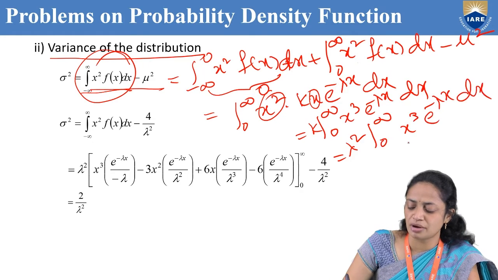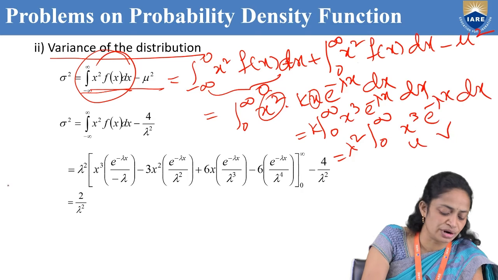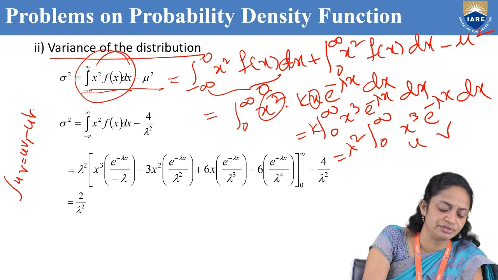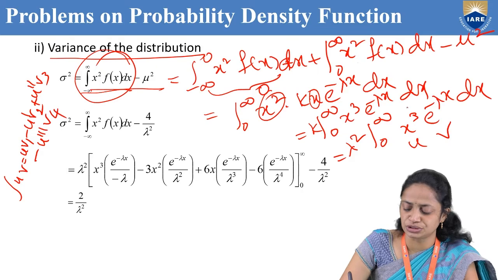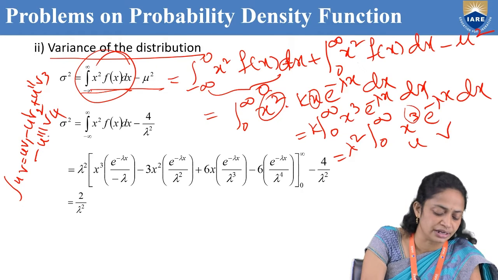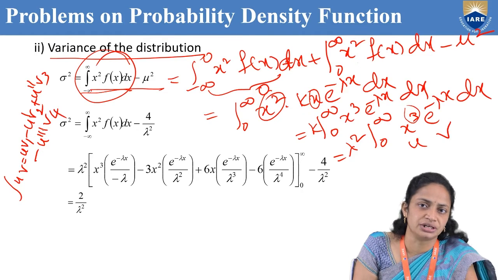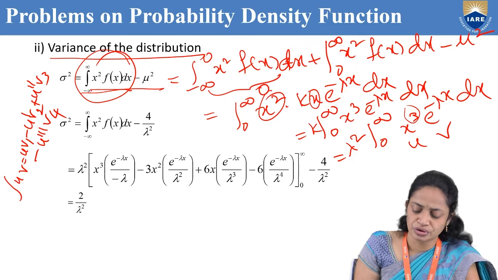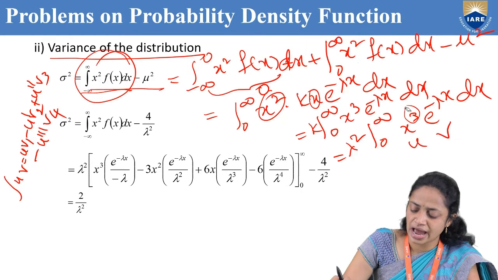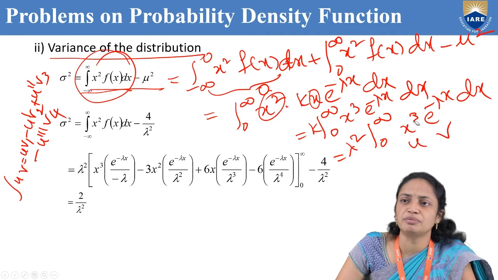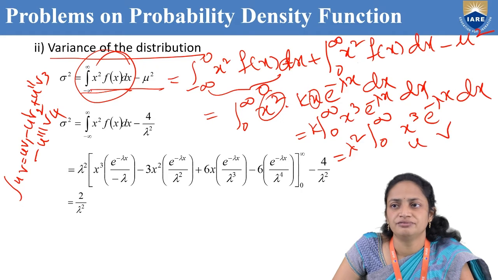Now which will be in the form of integration of uv. So what is the formula for integration of uv? uv1 minus u dash v2 plus u double dash v3 minus u triple dash v4. Because here x cube term is there, that's why I am writing up to third differentiation, u triple dash v4. So let us consider x cube is u and e power minus lambda x is v.